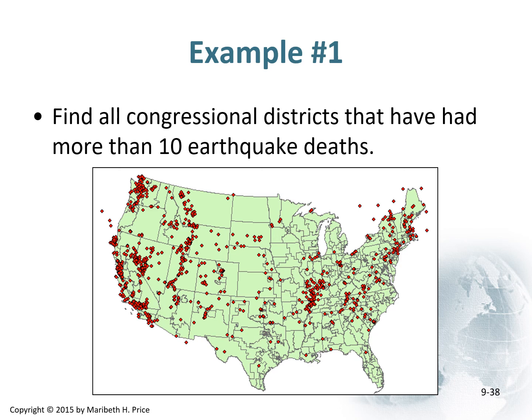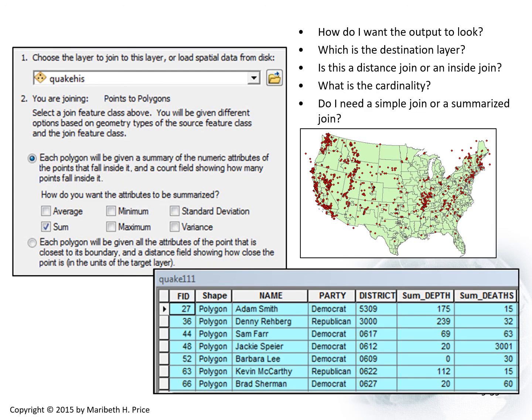Some examples: all the congressional districts that have had more than 10 earthquake deaths. There they are. How do we do that? Well, we can look at these things and we can join them up and we can try to figure out what we're joining to what. And is it going to be simple? Is it going to be summarized? It's a mess to try to think and figure and work all this stuff out. What's the source? What's your destination?